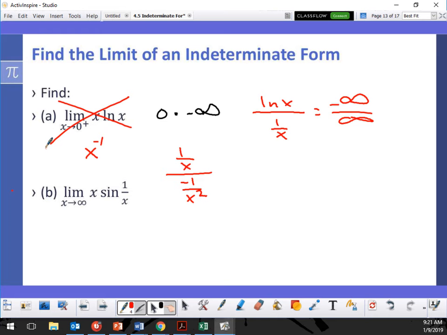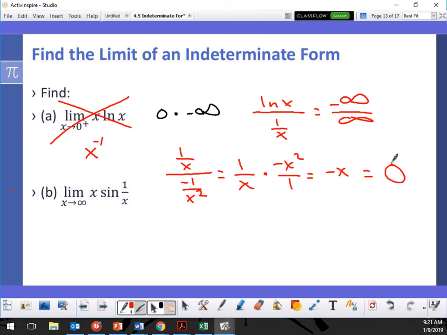Okay, so now let's go ahead and flip them over. I'm going to make it into just one fraction here. Wouldn't this be the same as 1 over x times the reciprocal, negative x squared over 1, which is just negative x? Now, can I take the limit as x approaches 0 from the right-hand side? Yeah. That's just going to be 0. Now I can take the limit right there.